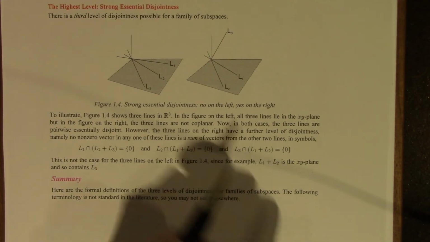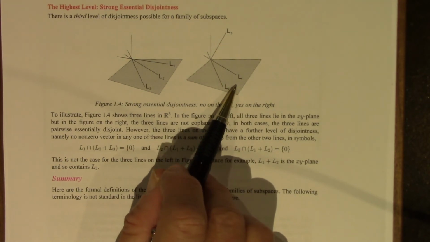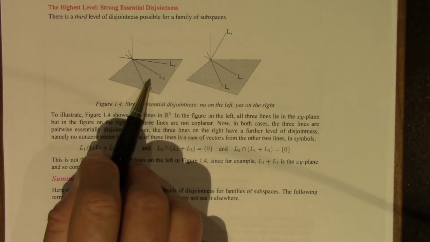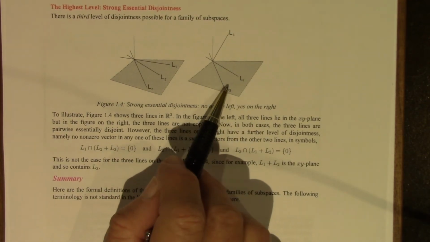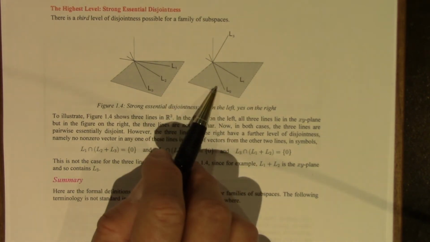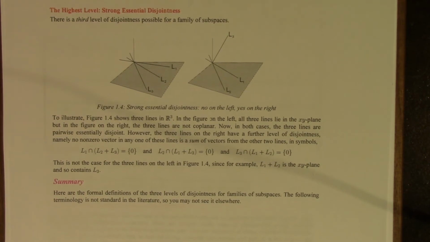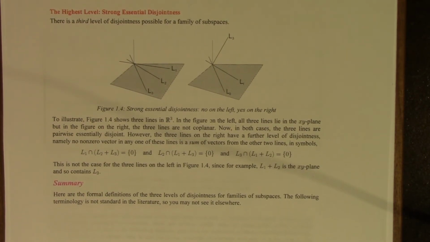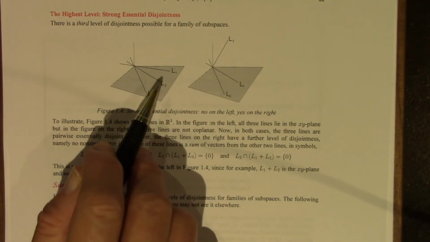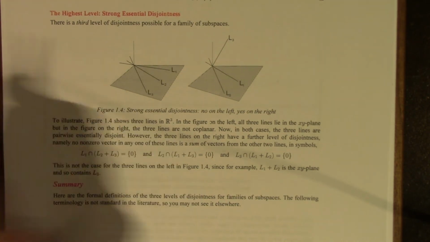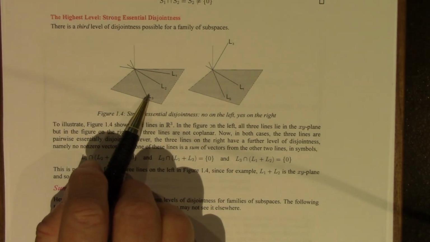But these three lines have a higher level of disjointness than these three, because no vector in any one of these lines is equal to a sum of vectors from the other two lines. Here, that's not the case. In fact, when you take the sum of any two of these lines, you get the whole plane, which contains the third line.